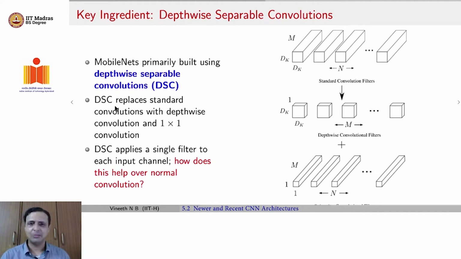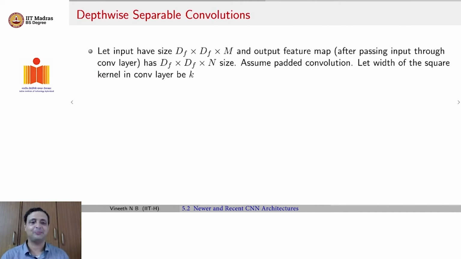Let's see this in some more detail. DSC, which is depthwise separable convolutions, replaces standard convolutions with depthwise convolution followed by 1 cross 1 convolution. As you can see, 1 cross 1 convolution is a very popular choice to reduce computations in CNNs. And DSC applies a single filter to each input channel. So how do you think this helps over standard convolution? Let's try to take a few dimensions and analyze this carefully.